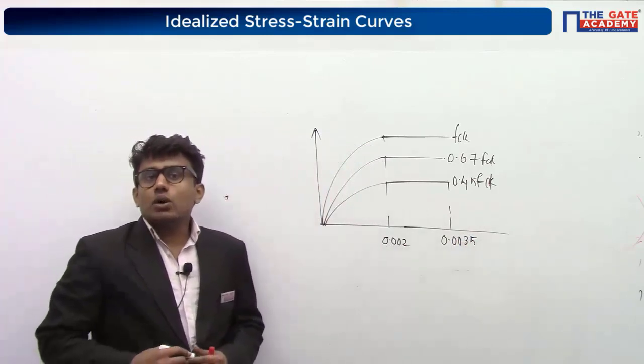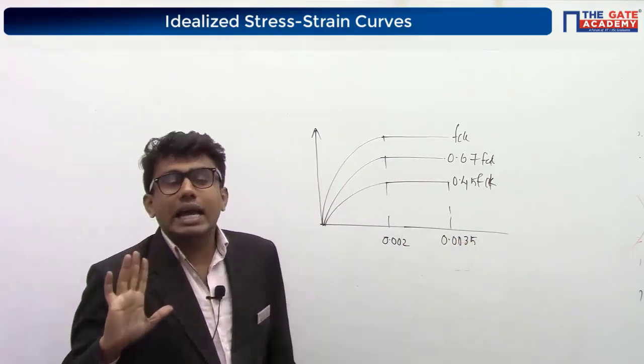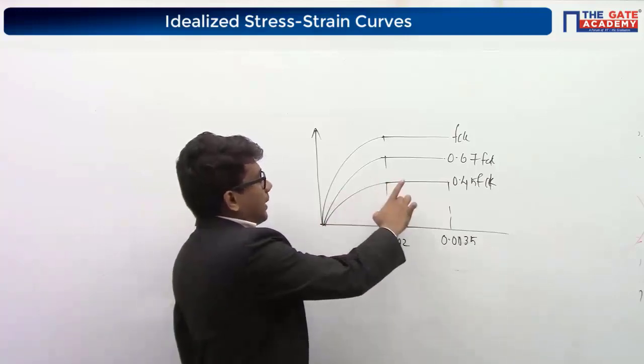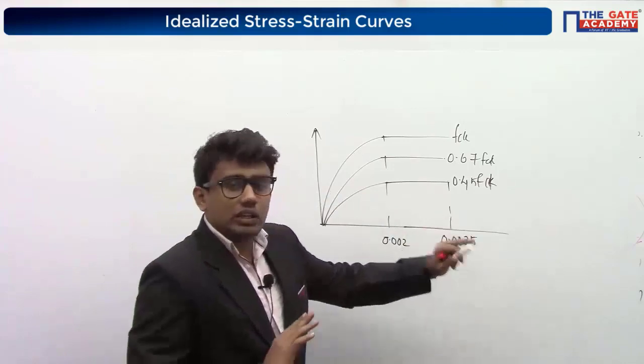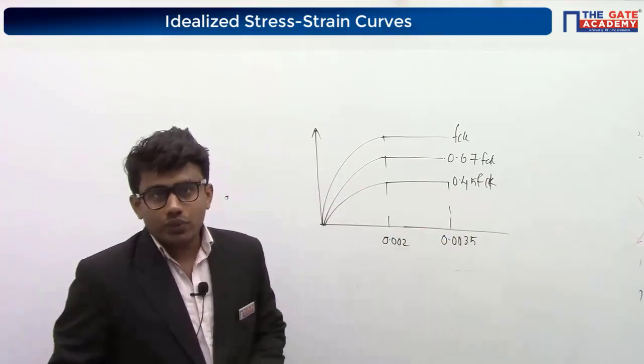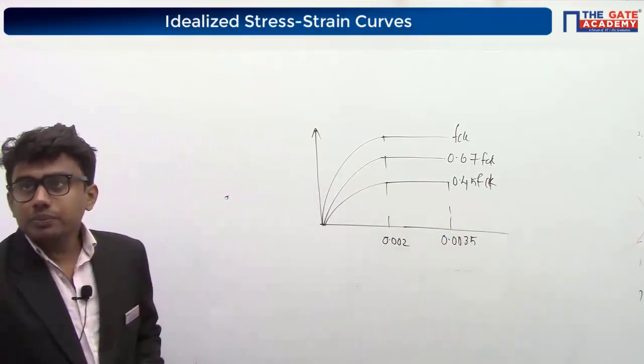If they are going to ask a question, they are going to ask the question directly. There is a parabola till the strain value 0.002. After that, it will be uniform till the strain value 0.0035. Right? Go to next question.